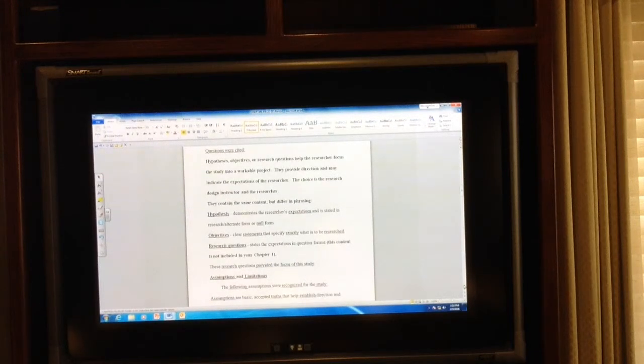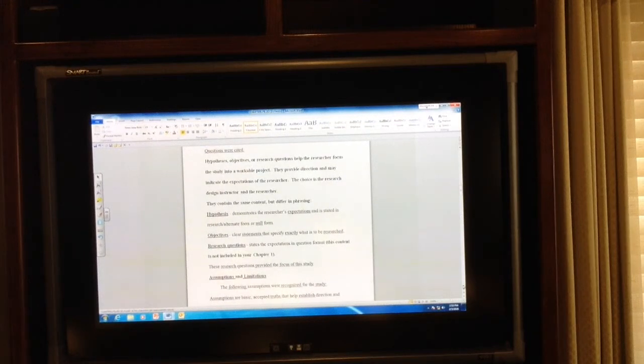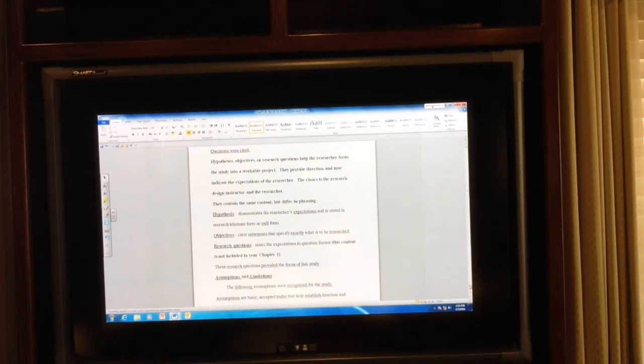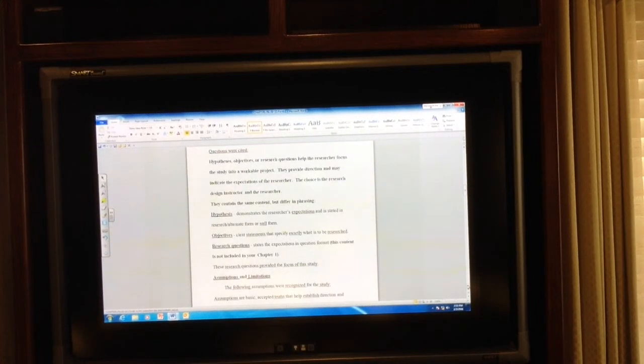So you say what you mean, you state exactly the opposite, and then try to prove it wrong. Objectives are clear statements that specify exactly what is to be researched.